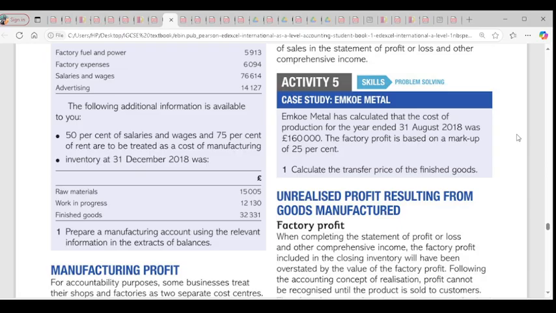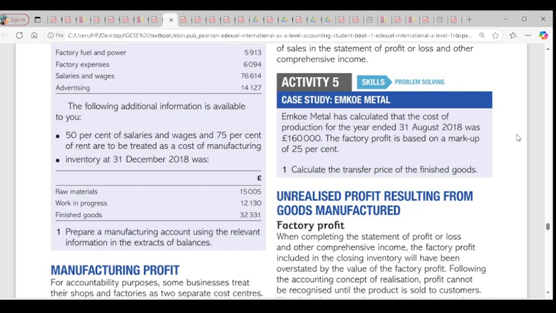So when you cross multiply, 4x is 800,000. We need x, which is our selling price. So we divide both sides by 4. So 4x over 4 equals 800 over 4. 4 has cancelled 4. We have x equals 200,000. So 200,000 is our transfer price from the factory.